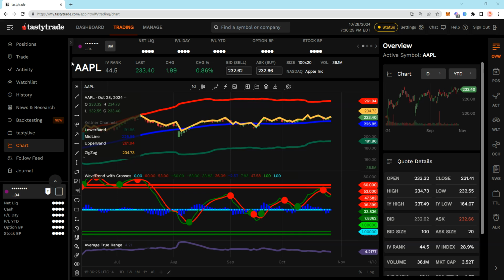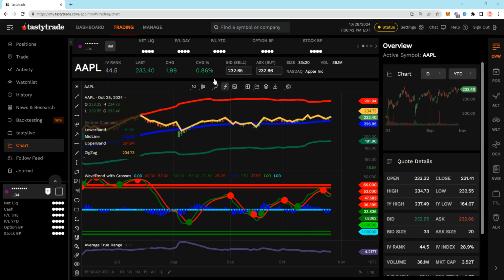So let's get started. Open Tasty Trade. If you don't have an account, link below. Pick Apple. I picked Apple because they have earnings and I want to show you this. Now if you go to the chart right here, this is where I am. I got all this stuff in here.